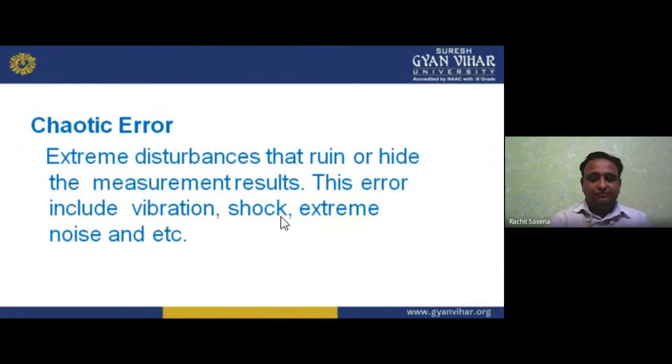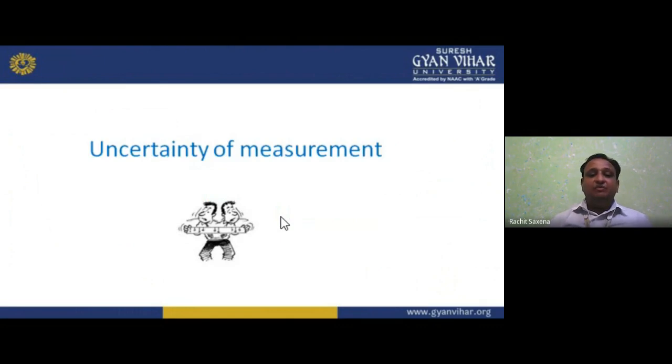We have uncertainty of measurement. A person measuring from here and there, so there is basically an uncertainty.